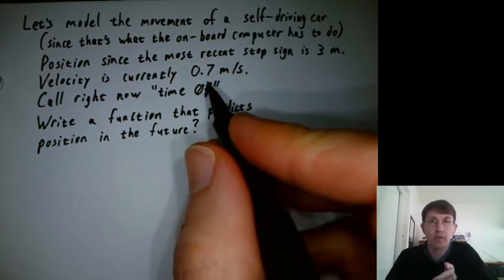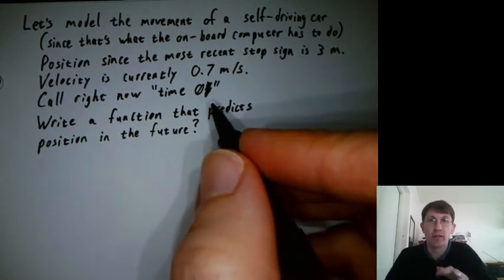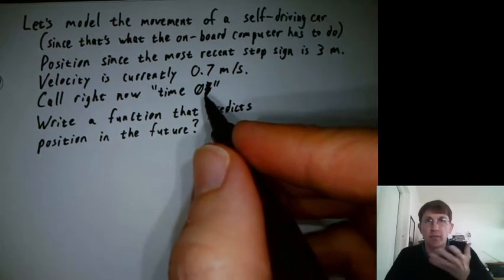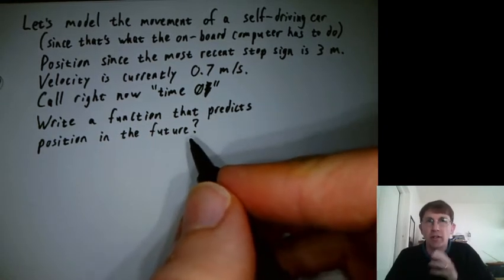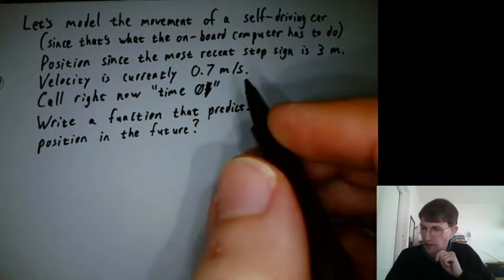is currently 0.7 meters per second. And we're going to call right now time 0 rather than time 0 being when we were at the stop sign. Could try it either way, but let's just make now time 0. So can you write a function that says what the position will be as a function of time going forward into the future? So take a sec to write that.